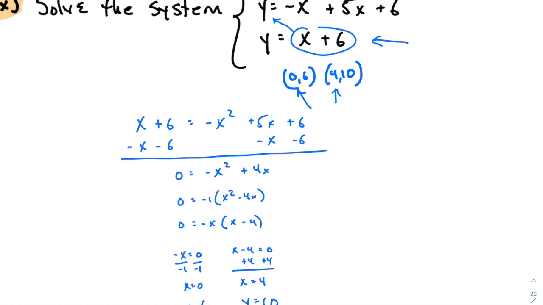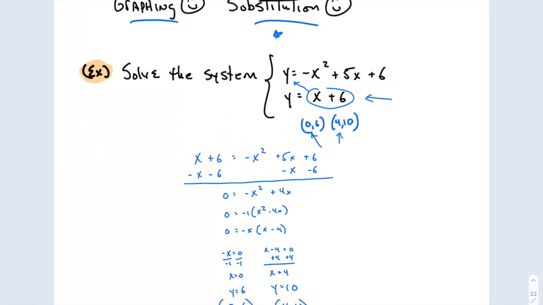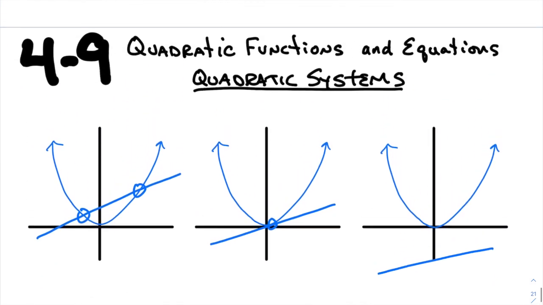So using something like Desmos is a great way to solve a system of quadratics. You could graph it by hand, but I don't think I would do that, to be honest. If I were going to do something by hand, I would go ahead and solve it using substitution. So good luck with all things related to quadratics, including quadratic systems of equations.